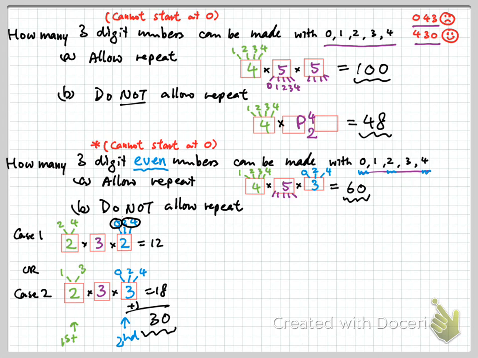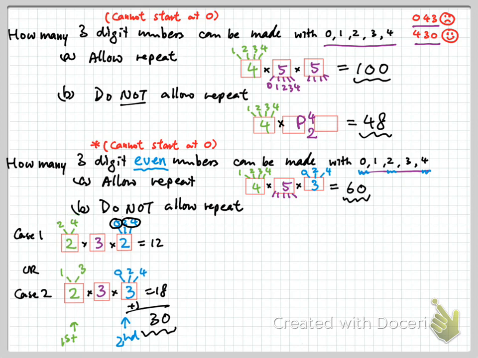Alright? But in order to arrive at that answer, you have to split into two cases. Case 1, it starts at 2-4. Case 2, it starts at 1-3. Alright? Why do we have to do this splitting into cases? Because when I start with 2-4 or when I start with 1-3, there is an impact on the number of choices in the blue box.